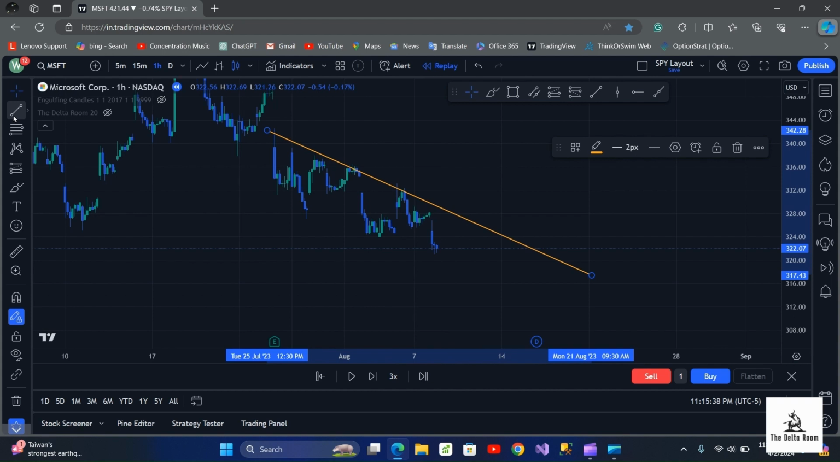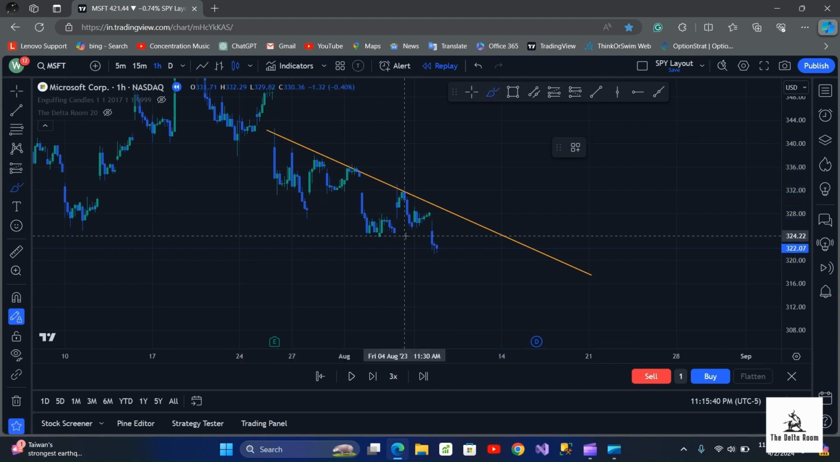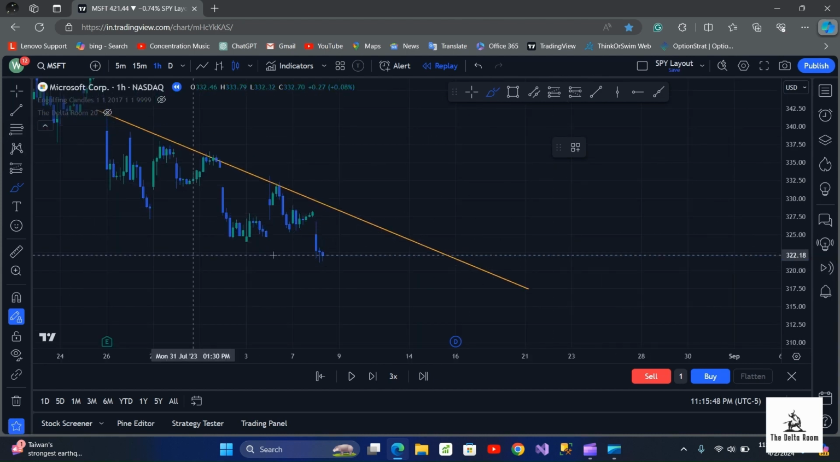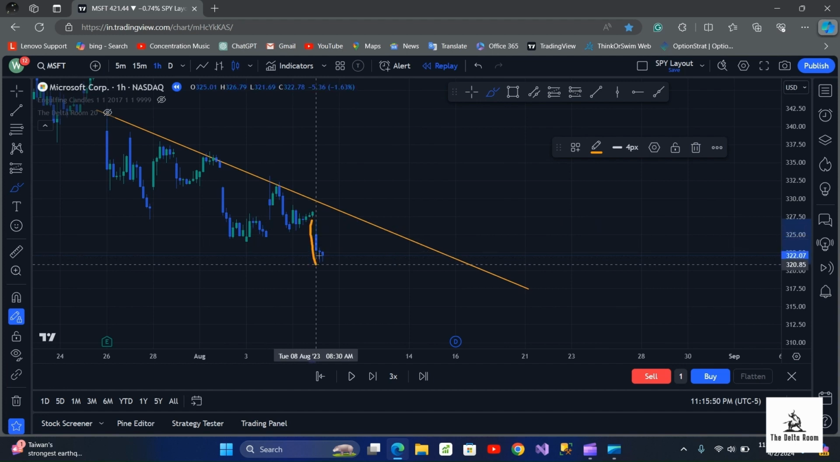The way you trade it, this is how I trade: as soon as it touches the trend line or is really close to the trend line, and it makes a big, big, big bullish candle.